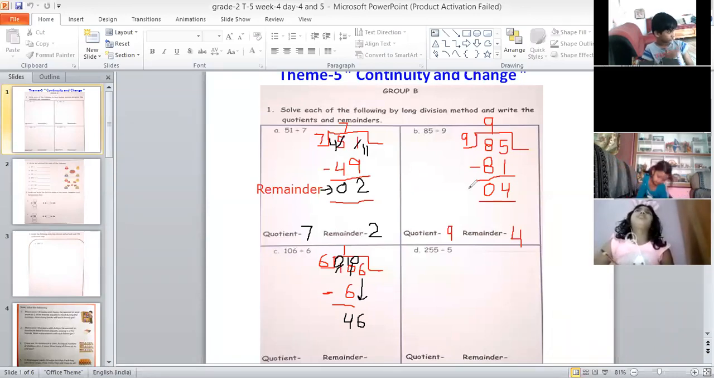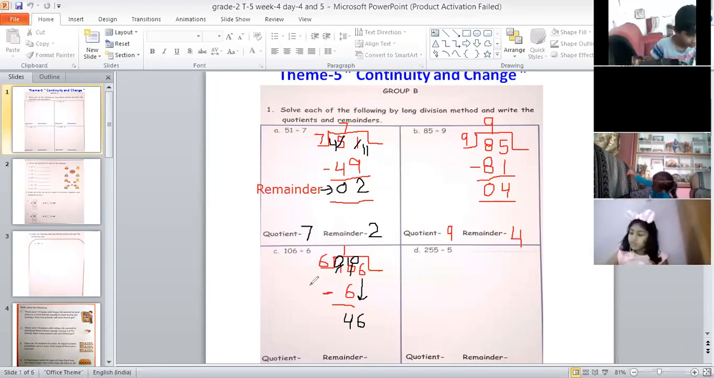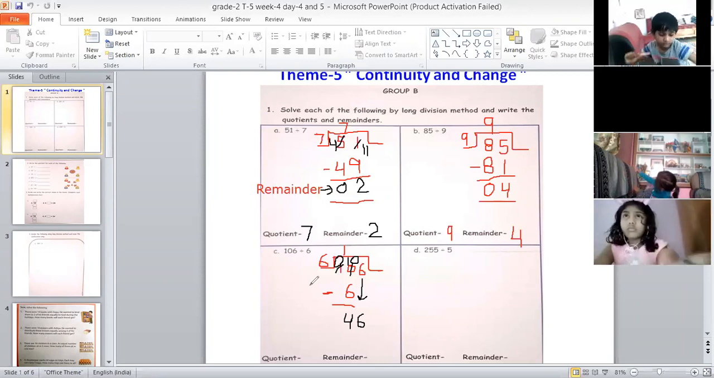Yes, ma'am. Aryan, tell me the number in the 6 table which is smaller than 46 and nearest to 46. First tell me, Aryan, are you able to see the screen? Yes, ma'am. Okay, fine. Yeah, tell me now. 42. Very good. And how many times? 6 sevens are 42. Very good. Yes. So we will take 42 here. Hanvika, please learn the 6 tables. So 6 sevens are 42, children.